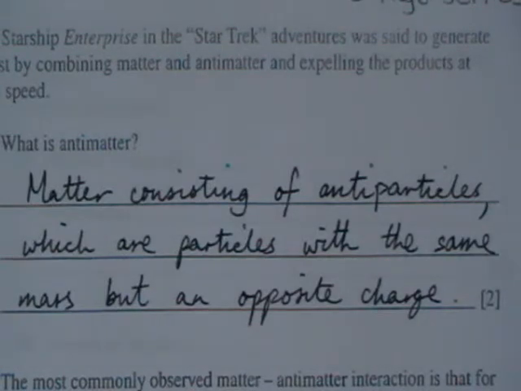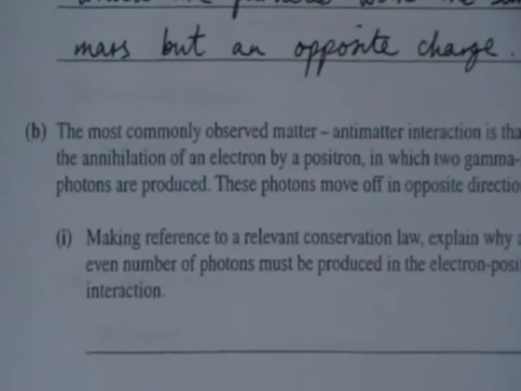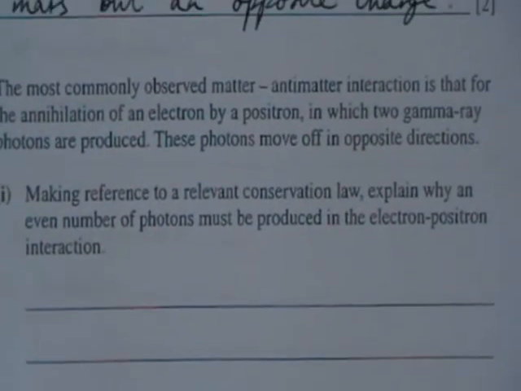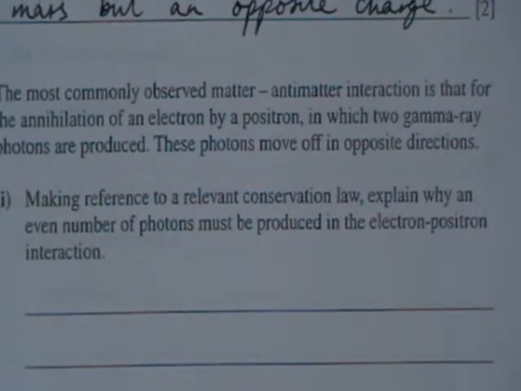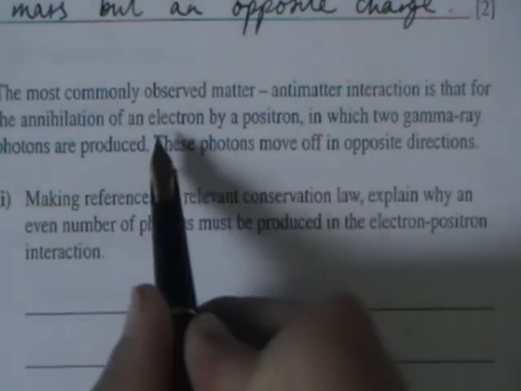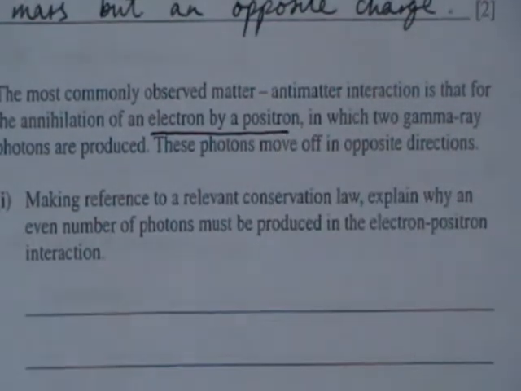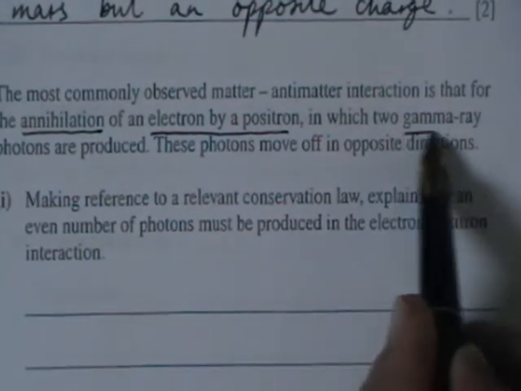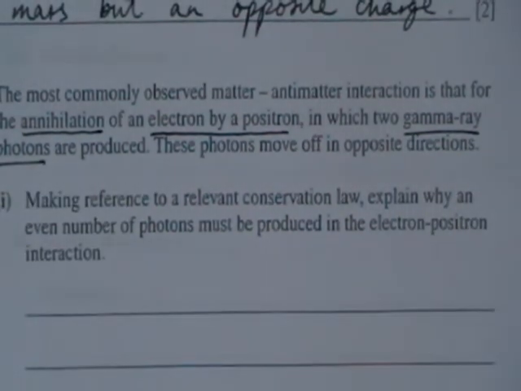opposite charge. Then the most commonly observed matter-antimatter interaction is that for annihilation. And that annihilation reaction is an electron and a positron. When they meet, they produce gamma ray photons. Okay, so electron and a positron, this again is a very common question. Annihilation and gamma ray photons, so 2 gamma photons.